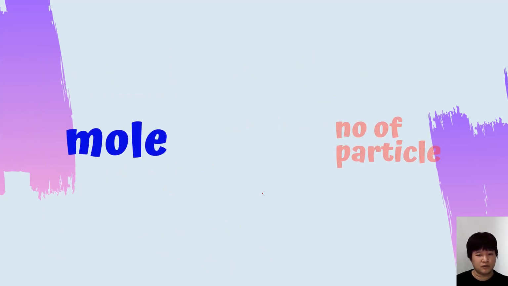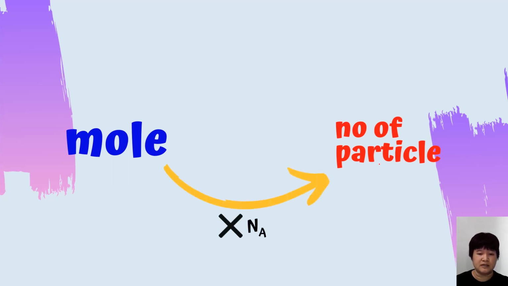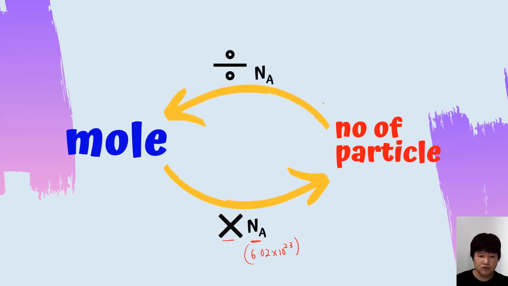So let's look into other conversions. When I have moles and I want to convert to number of particles, I use the Avogadro constant. From mole to number of particles, we multiply by the Avogadro constant, which is 6.02 times 10 to the power of 23. From number of particles to number of moles, it's vice versa, which means we divide by the Avogadro constant.